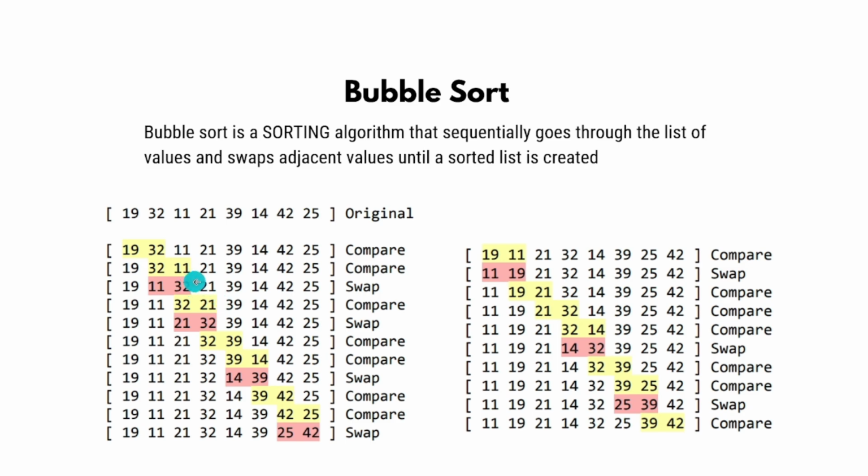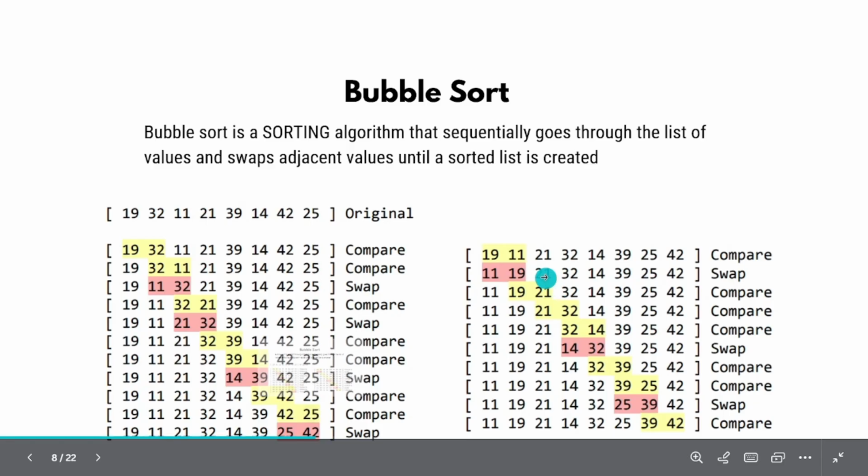Okay, and then you want to move on to 32 and 21. Which one's smaller? 21. Switch, swap, 21, 23. So now it becomes 19, 11, 21, 32. Do the same thing all the way to the end, right?